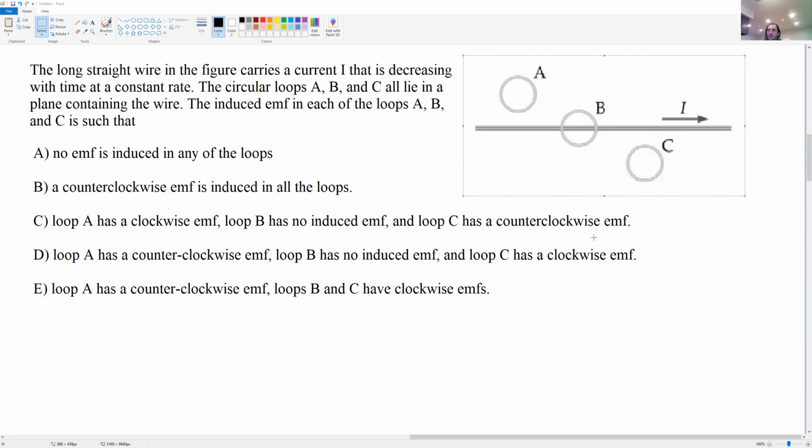Okay, 15 more seconds. Commit to an answer if you have not answered yet. Commit to an answer if you haven't answered. I believe there's one more person. Okay.